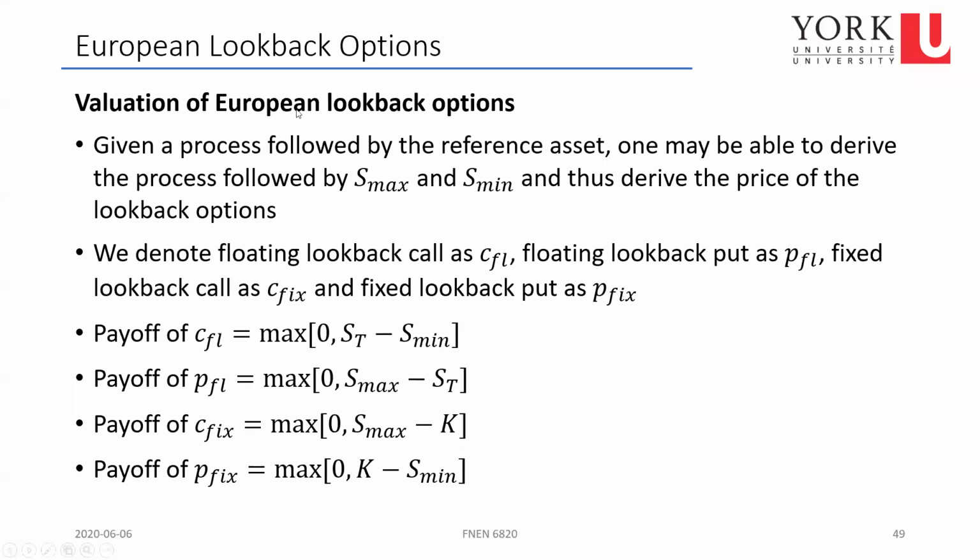To price European look-back options, the most important aspect is really to figure out the process followed by S-max or S-min. Suppose you assume that the stock price follows a lognormal process. From that you have to deduce the process followed by S-max and the process followed by S-min. As soon as you're able to derive that, you can then price the look-back options very easily.